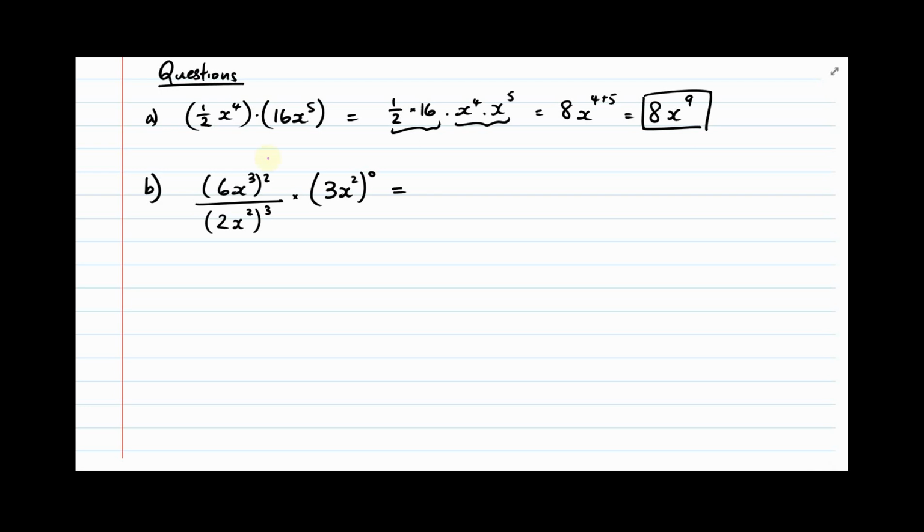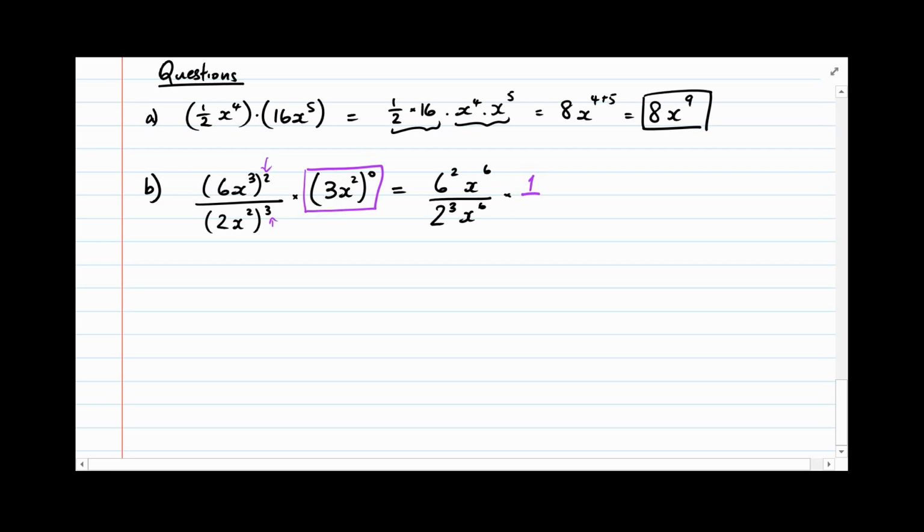So we're going to use the power rules, going to get rid of these brackets and the powers on the outside. And so what we end up with is 6 to the 2nd power, x to the 6th power, 2 cubed, and x to the 6th power. The term here is raised all to the 0th power, so I really couldn't care less what's inside. It will end up being 1.